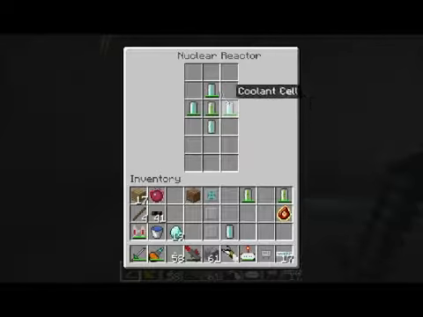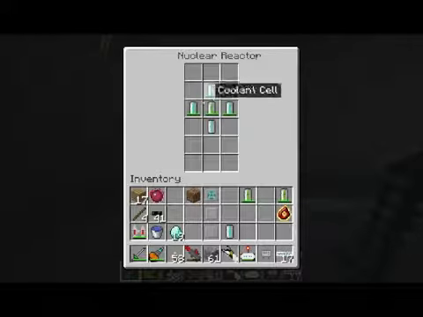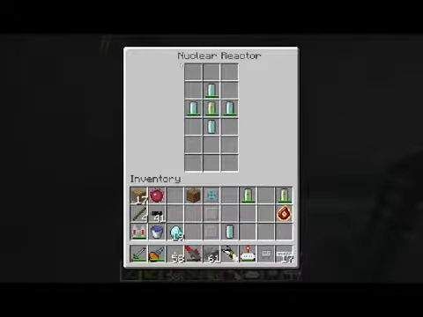These guys build up their heat, and eventually these will all reach 10,000, and then it starts heating the nuclear reactor up. Okay, so let's take this stuff out again.